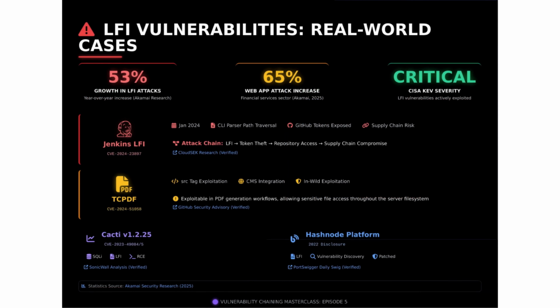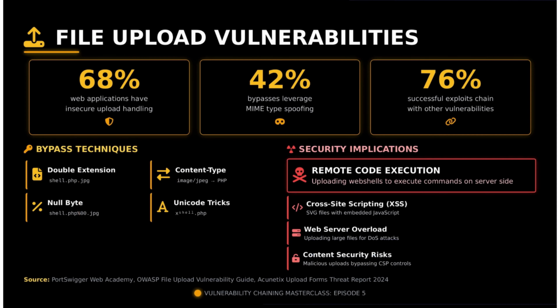Let's see impact. Jenkins LFI led to stolen GitHub tokens and supply chain compromise. TCPDF let attackers steal data through PDF exports. Cacti monitoring tool chained LFI with SQL injections straight to RCE. Even Hashnode, a blogging platform, once had LFI in its theme parameter. Lesson? LFIs aren't niche. They hit mainstream apps and cloud platforms, and they are often a stepping stone to something worse.